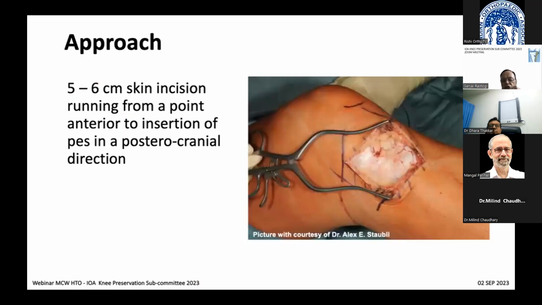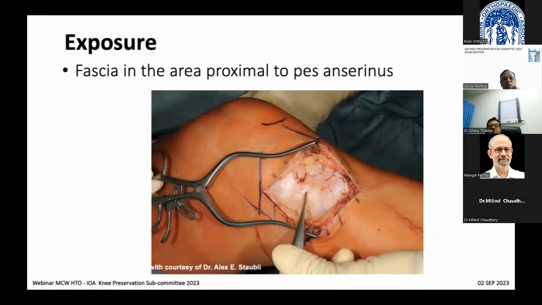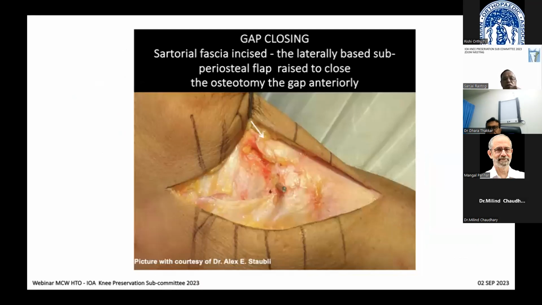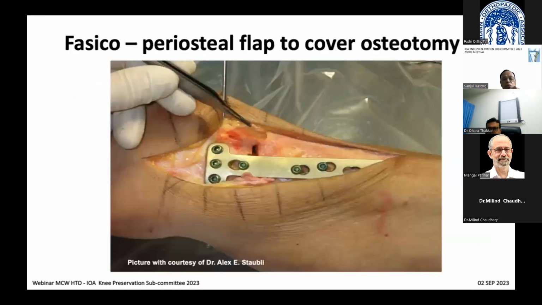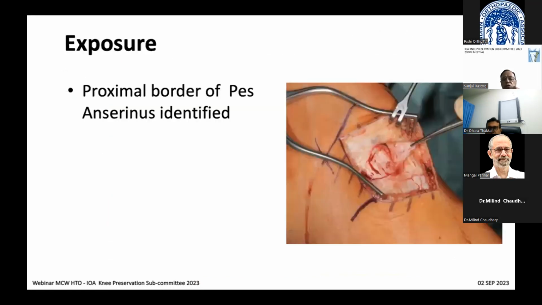After the skin incision, the fascia is cleared, and then we raise a tissue-periosteal flap from the sartorius proximal to the osteotomy site, that means pes insertion, which is based laterally, and this helps to cover the osteotomy gap. So this is the flap which is being raised, and this is put under the osteotomy, under the plate, to cover the osteotomy.